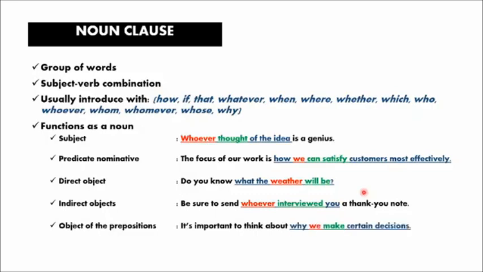Object of the preposition. It's important to think about why we make certain decisions. Why we make certain decisions is a noun clause. It contains the subject we and then the verb make. And the clause is the object of the preposition about.